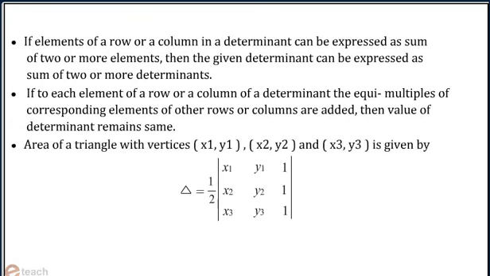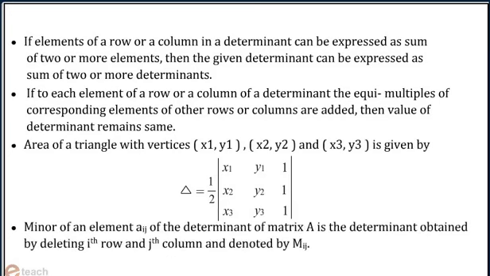Area of a triangle with vertices (x1, y1), (x2, y2) and (x3, y3) is given by delta = 1/2 times the determinant with rows x1, y1, 1; x2, y2, 1; x3, y3, 1.